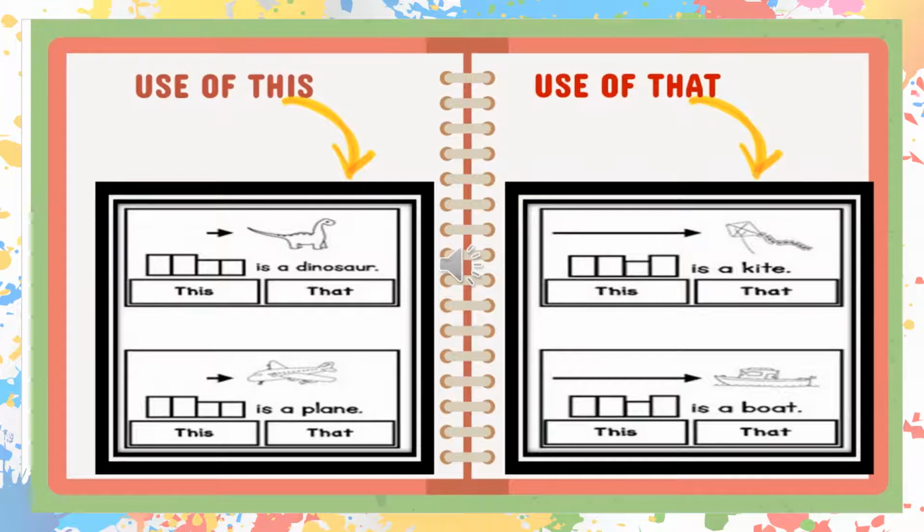So singular things which are closer to us, we use this, and singular things which are far away from us, we use that.